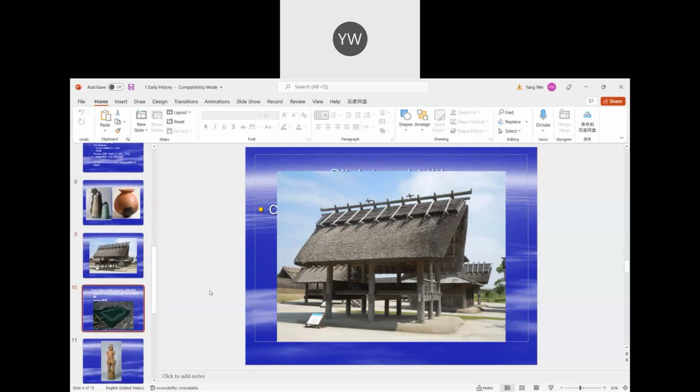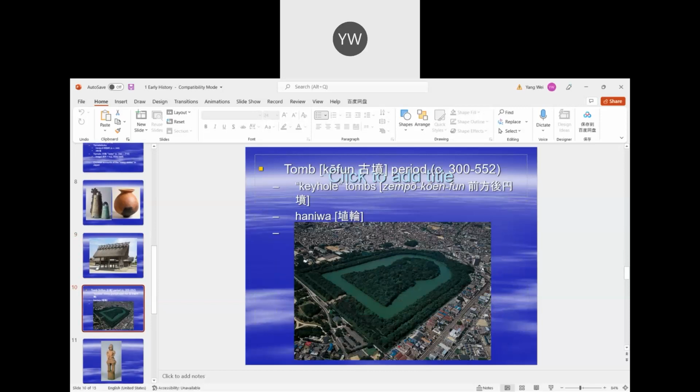During this time period, we do have a lot of tombs left by the powerful people in the Yayoi culture. We call the period from 300 to 550 AD the Kofun period. Kofun simply means the ancient tomb period. This is one of the biggest ones, as you can see from the picture. Although the Yayoi people did not leave us any written records, they're pretty smart, and they built a lot of cultural monuments and huge tombs like this.